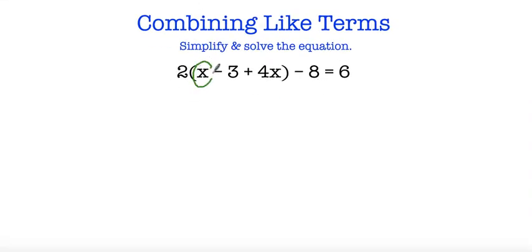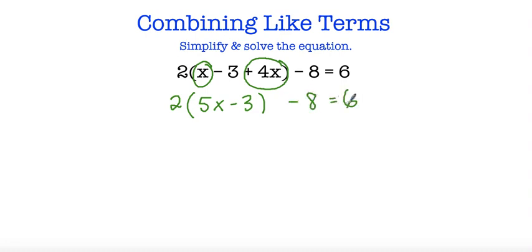is you could combine the x and the positive 4x, and that gives us 2 times 5x minus 3, and then minus 8 is equal to 6. So that's one way to go about it. All I did was combine my like terms inside the parentheses, but that does not mean that we're done combining like terms. That just means we're done for now.